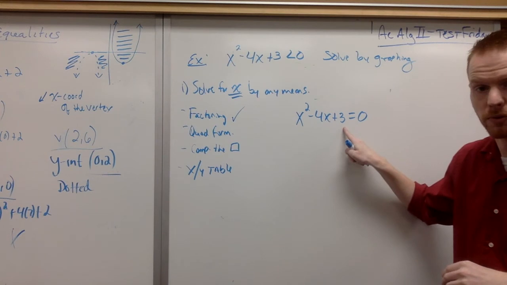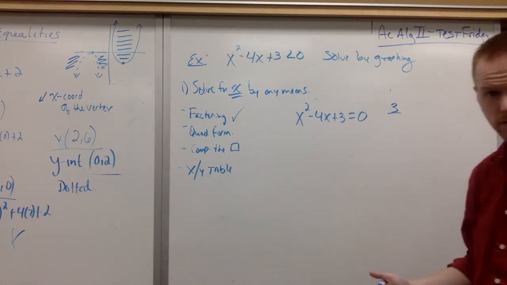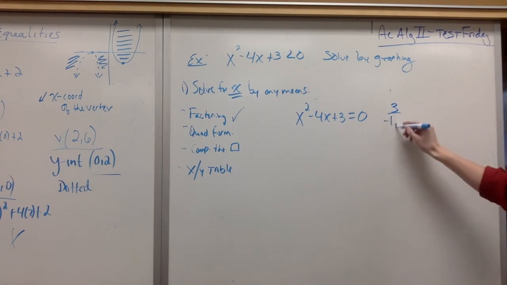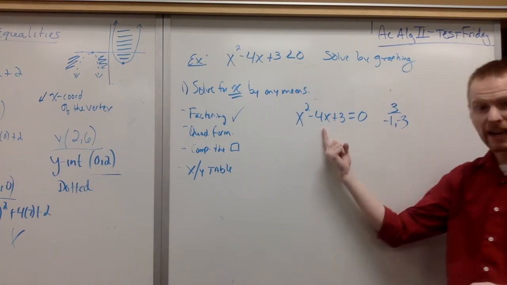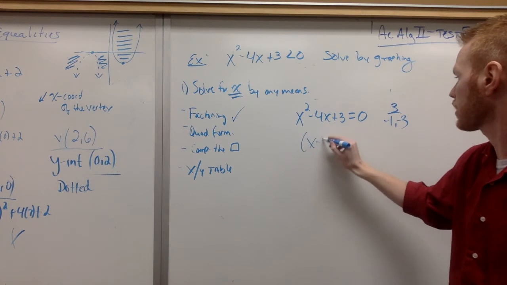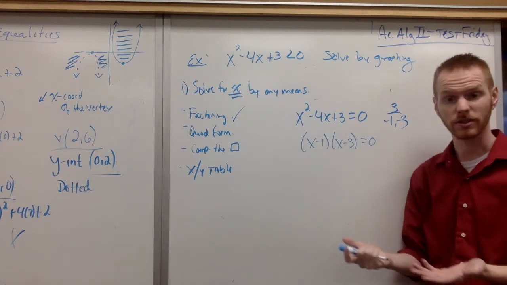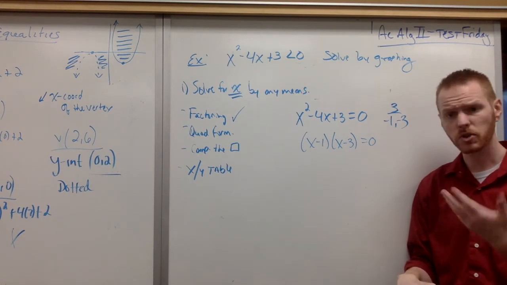What are factors of 3 that give me negative 4? Go ahead, tell me. Come on, can't hear you. Yes, negative 1 and negative 3. Good job. Adding them up gives me negative 4. Multiplying gives me a positive 3. I have x minus 1, and then x minus 3 equals 0. Okay? Perfect. Now, solve for each one.